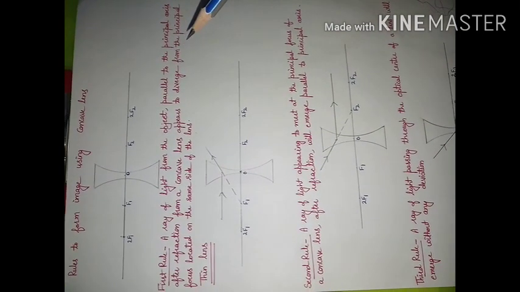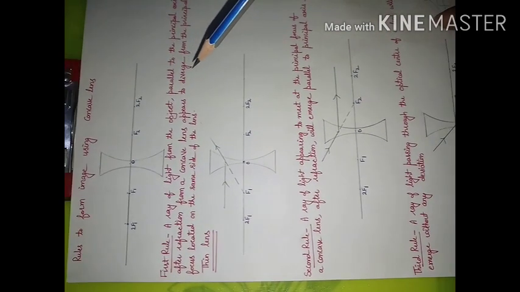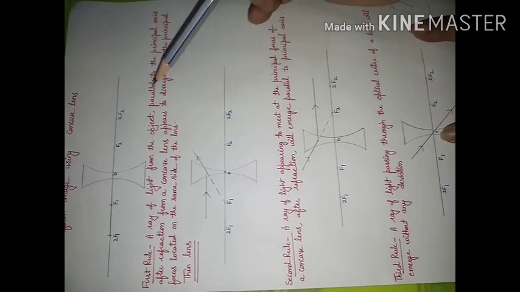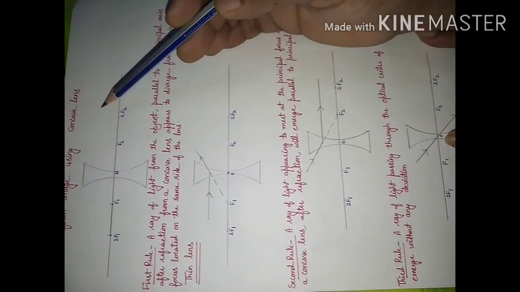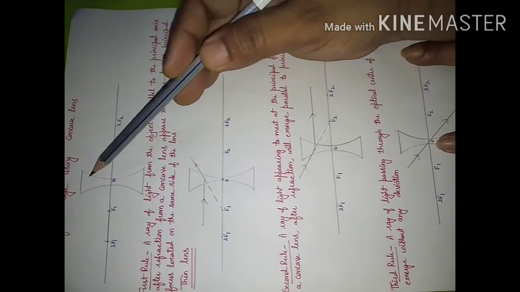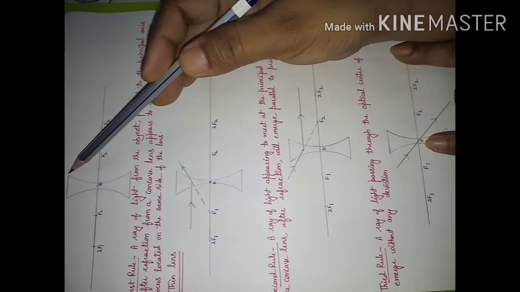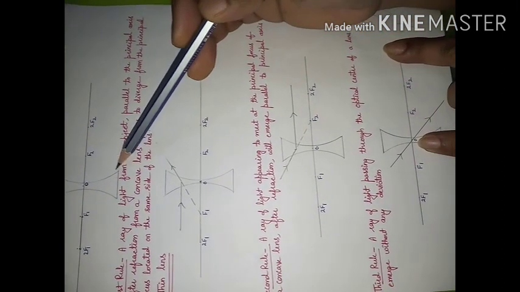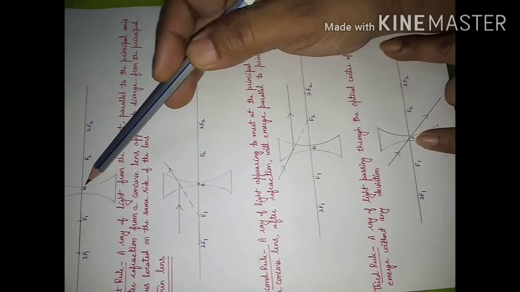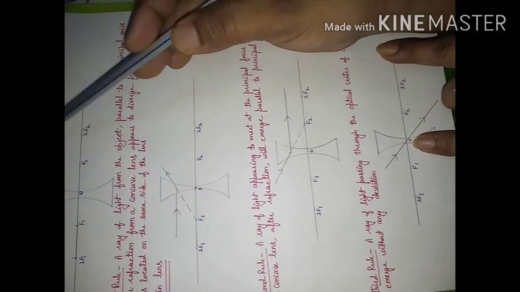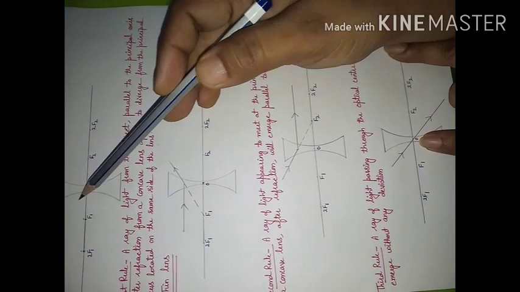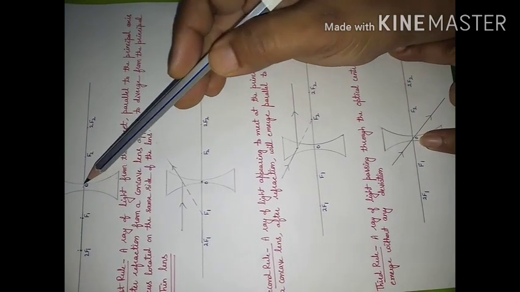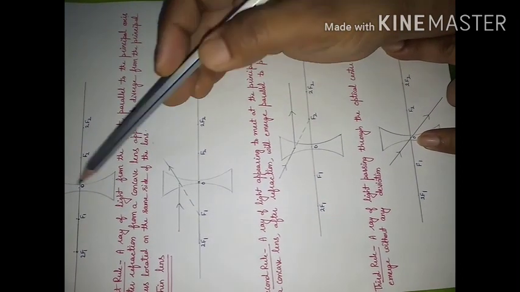Today we will consider rules to form image using concave lens. What is concave lens? A lens that is going to have two spherical surfaces. This is one spherical surface, this is another spherical surface. Both are bulging in. That lens will be known as concave lens. So this is representing concave lens, that is thinner at the center and thicker at the edges.